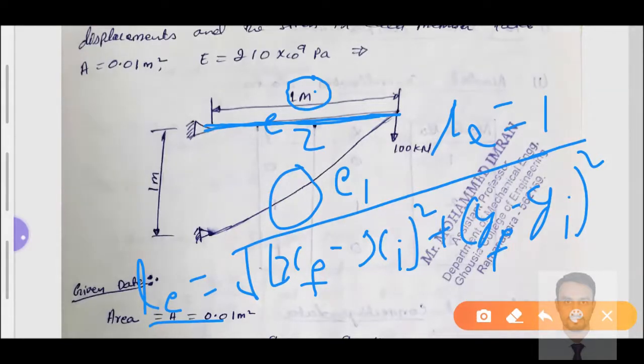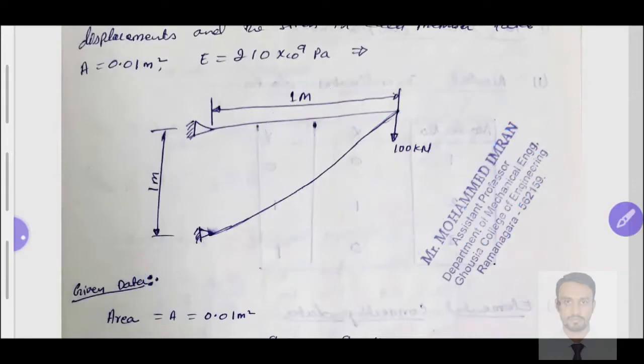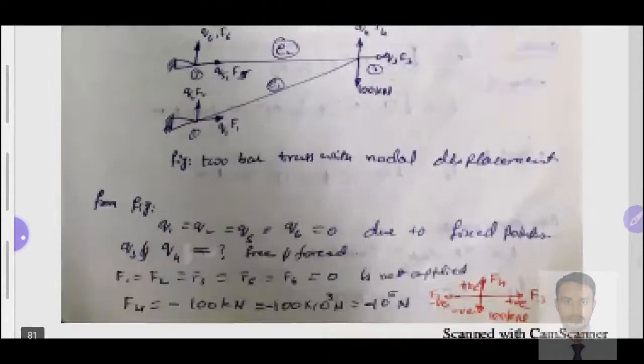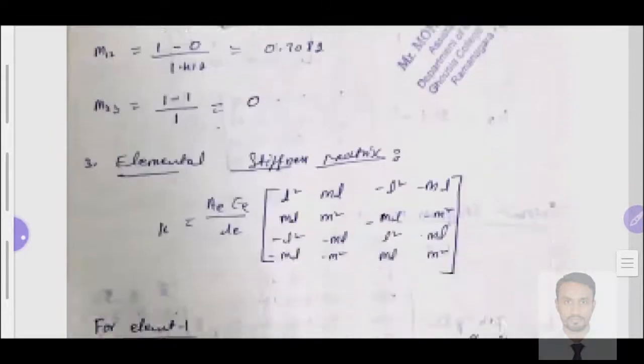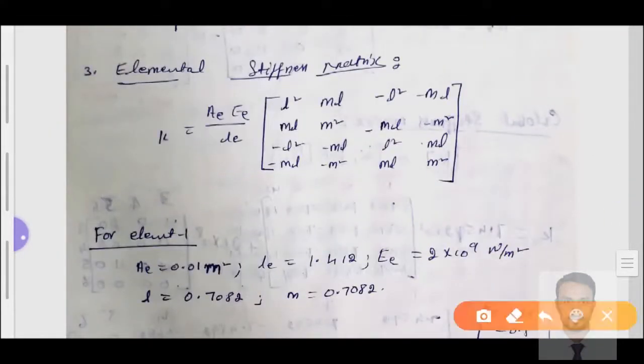Where we have the k matrix, I have explained in the procedure that elemental stiffness matrix, we have here, this one. So we need to get the area of cross section, we need to get the Young's modulus, we need to get the L_E we have found by using the distance equation. But what is this L, what is this M?